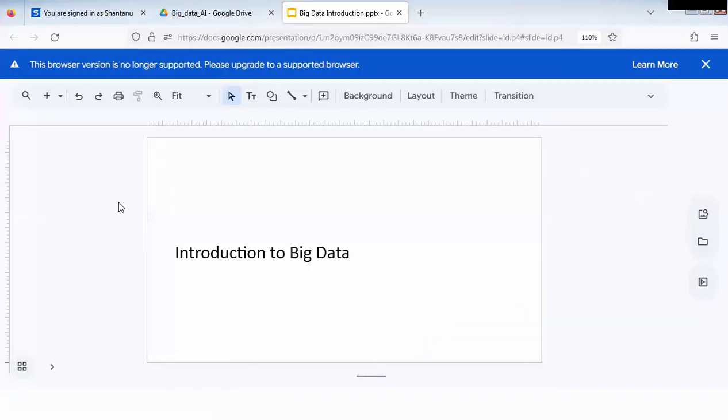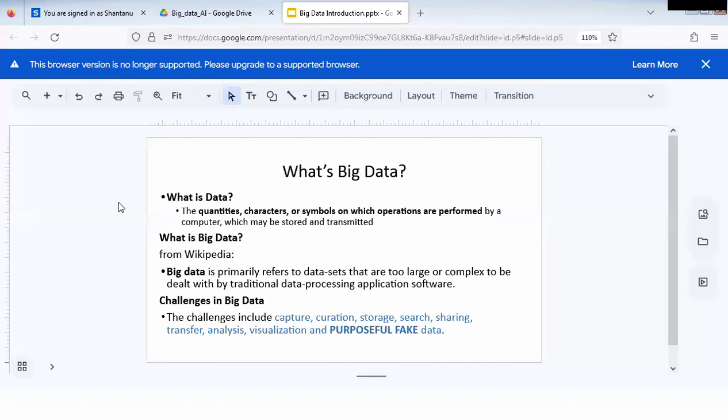Now let us start the discussion about what is big data. First, let us understand what is data to begin with. So data is quantities, characters or symbols on which operations are performed by a computer. So understand quantities like 10, 20, 30, or 1.5, something like this, or characters A, B, C, D, or symbols like dollar, rupees. So, quantities, characters, and symbols.